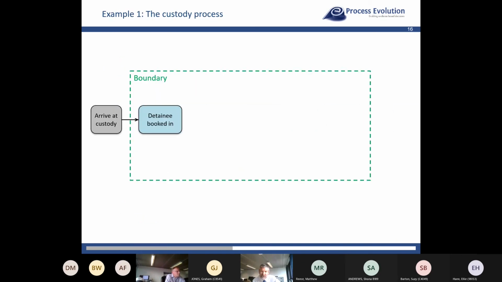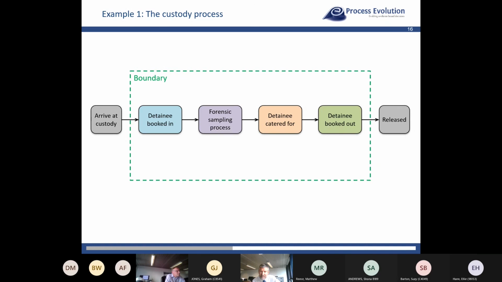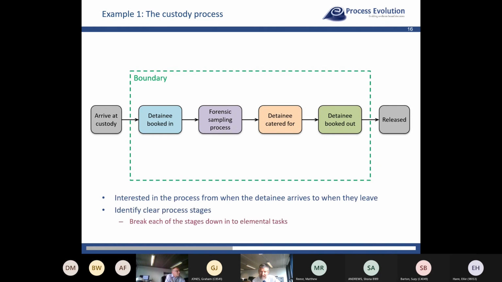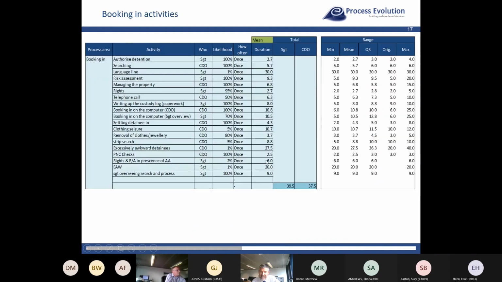So from when you arrive in custody, you've got your booking in, your forensic sampling, catering for your detainee, and booking the detainee out. And that's the boundary of the model of what we're looking at. And once you've broken down these stages, we found back in sort of 2012, 2013 from memory, we've split the detainee booking in process into about 19 subtasks, forensic sampling into 17 subtasks, catering for your detainee in cell to 18 tasks, and booking out to 17 tasks.